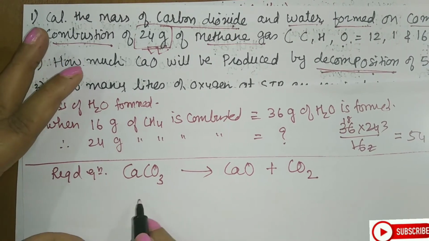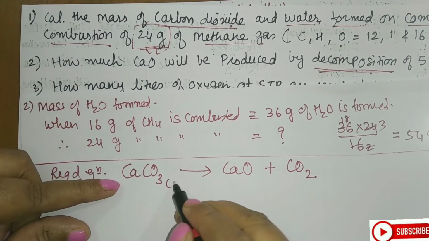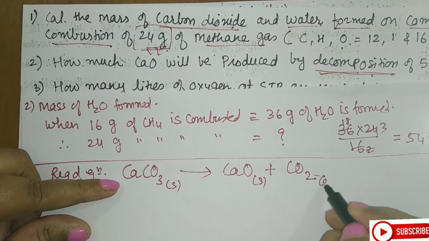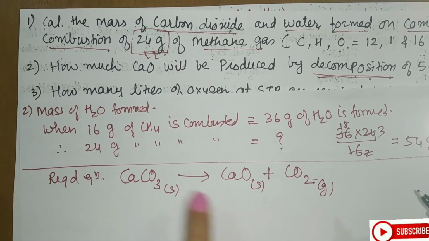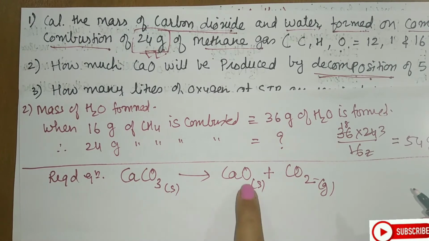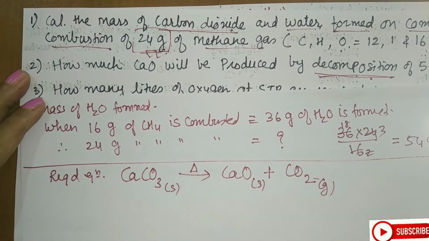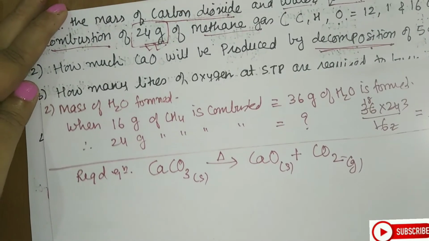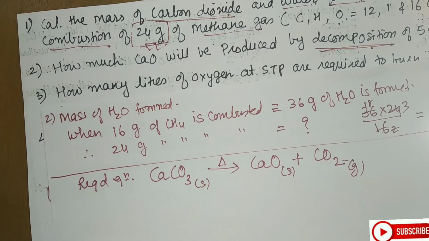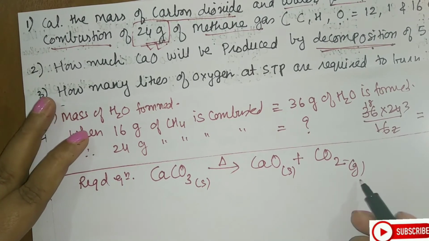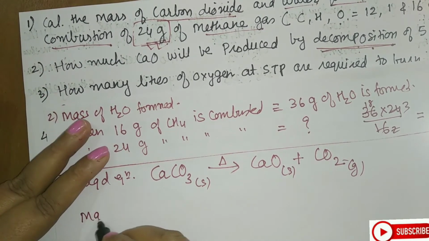So let us balance the equation. If you see this, this is solid, solid and gas. So this is Ca 1, Ca also 1. Carbon 1, carbon 1, oxygen 3, here also oxygen is 3. So the equation is balanced. Now when you are decomposing this, you have to supply heat. It is an endothermic reaction. So when it decomposes, you will get this. Let us write the masses now.